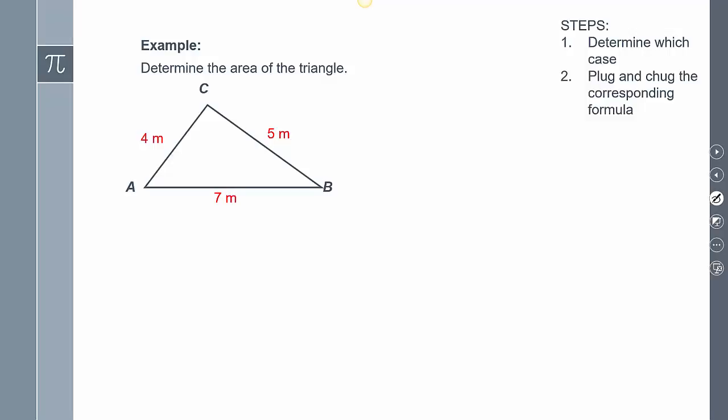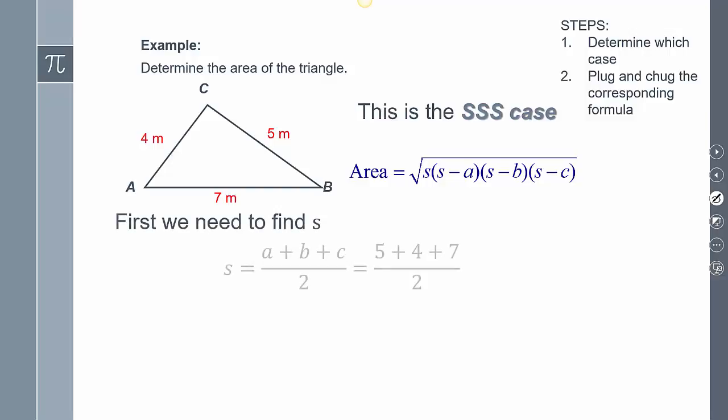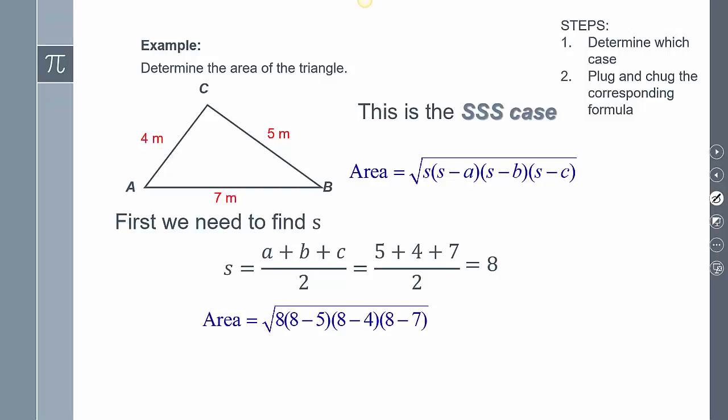The next one, determine the case. It's going to be side, side, side. Therefore, I'm going to use this formula. Now remember, we said as a condition, I have to find what that S is first. So I'm going to add the sides together and divide by 2, and that's going to give me 8. So now I plug this into my calculator, and then I get 9.8 meters squared.